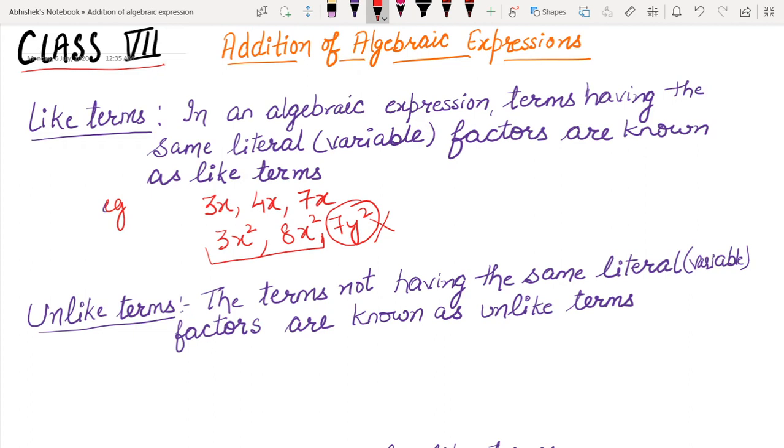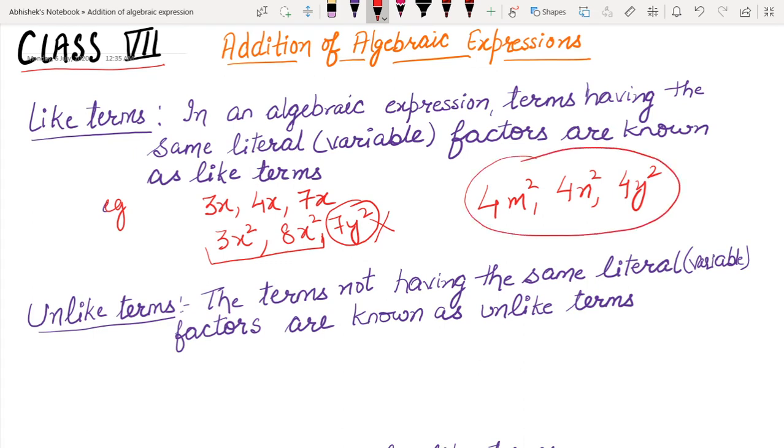Suppose 4m square, 4n square, 4y square. So are these like terms? No, these are not like terms. Why? Because their variable factors are different. Here it is m square, n square, y square. So in an algebraic expression, the terms having the same literal factors are known as like terms, and the terms not having the same literal factors are known as unlike terms.